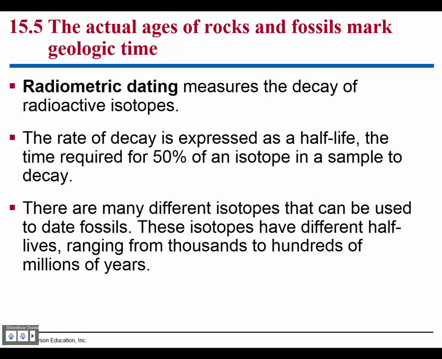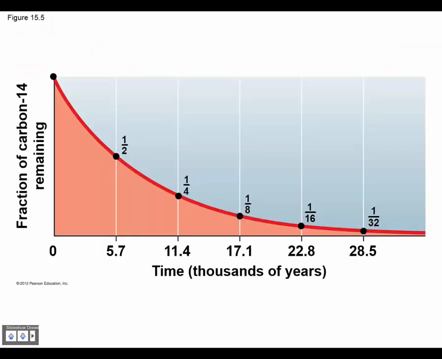How do we know this? There are lots of different ways we know this. One of them, just one of them, is radiometric dating. So we're looking at the decay of isotopes. You should remember that from chemistry. The rate of decay is a half-life, which is the time required for 50% of an isotope sample to decay, right? There are lots of different isotopes. We've heard of carbon-14. Carbon-14 only covers a small time frame, but we have lots of other isotopes that can handle much larger time frames. Those half-lives range from thousands to hundreds of millions of years.